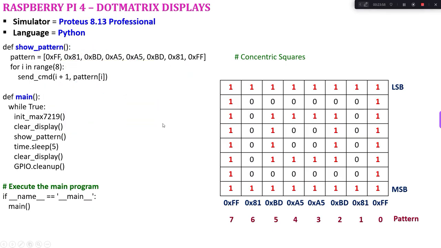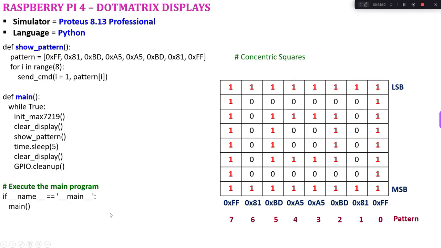Then we define a main program here. I want my embedded system to be running continuously. So while true, always, we initialize the 7219 IC, clear the display pattern, then show the display pattern. This pattern will be displayed for 5 seconds. After 5 seconds, I am clearing the display. Then clean up the GPIO lines. Then I am going to call this main function using this code.